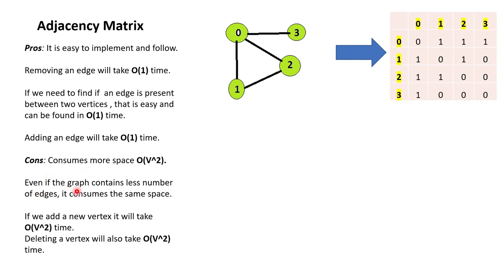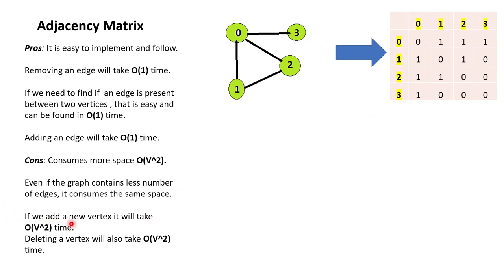Next point is, even if the graph contains less number of edges, it consumes the same space. So if we have fewer edges present, but as the nodes are present, we have to maintain them in the 2D array. So if this edge is not present or this edge is not present, maybe 2 edges will be reduced from the graph, but still we have to denote them as 0 and make this symmetrical format.